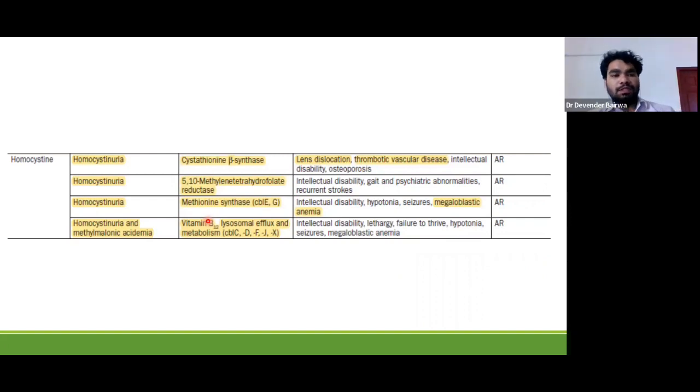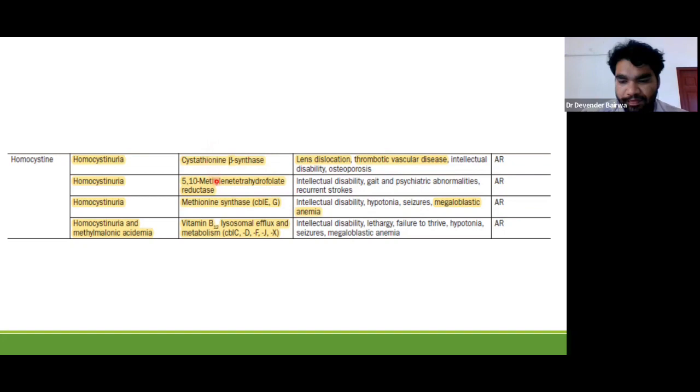So coming to homocystinuria, as we discussed at the beginning of the presentation, there are different kinds of homocystinuria forms. Classic homocystinuria is because of cystathionine beta synthase deficiency, and these patients present with lens dislocation, thrombotic vascular diseases, intellectual disabilities, osteoporosis, and Marfan-like habitus. Apart from that, we have 5,10 methylene tetrahydrofolate deficiency.